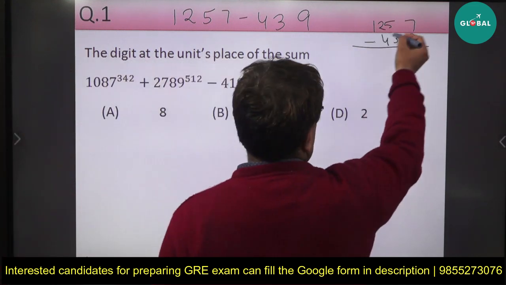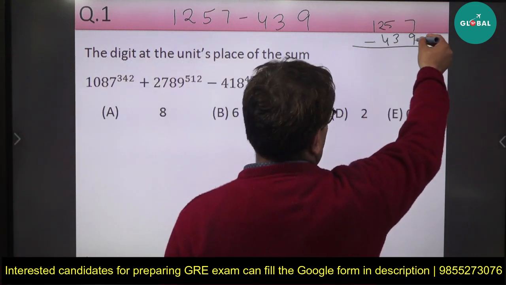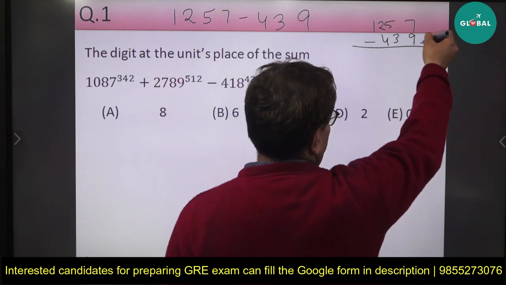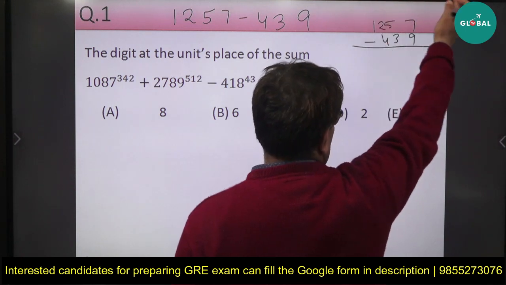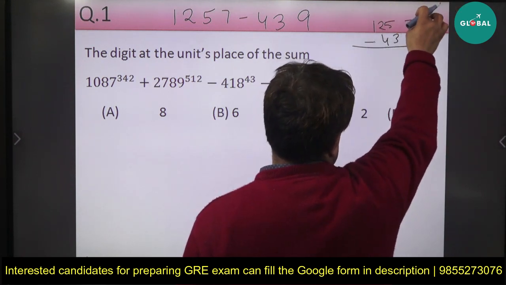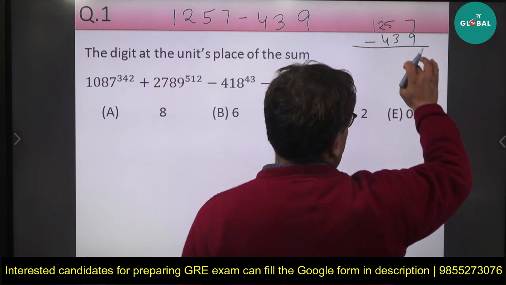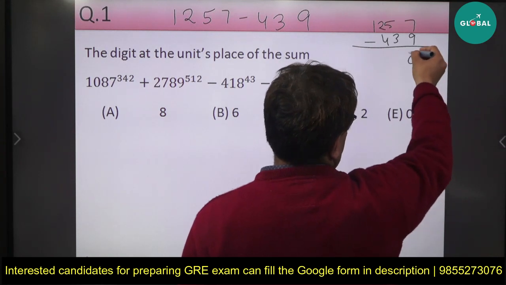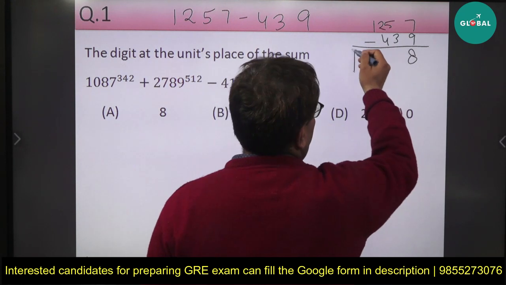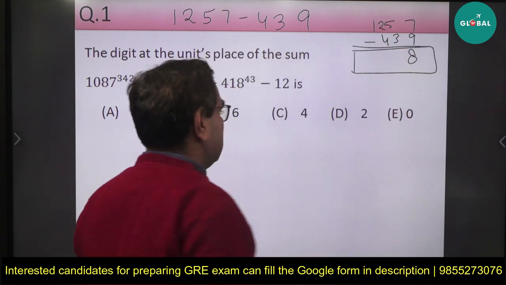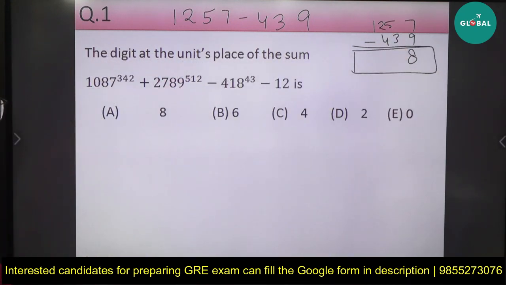Now we know that 7 is smaller than 9, so 7 minus 9 will be negative. Whenever this digit is smaller than this, we have to take a borrow from this side. So 10 plus 7 is 17, minus 9, so we get 8. This is our digit at the unit place of this difference. This concept we can use in this problem also.